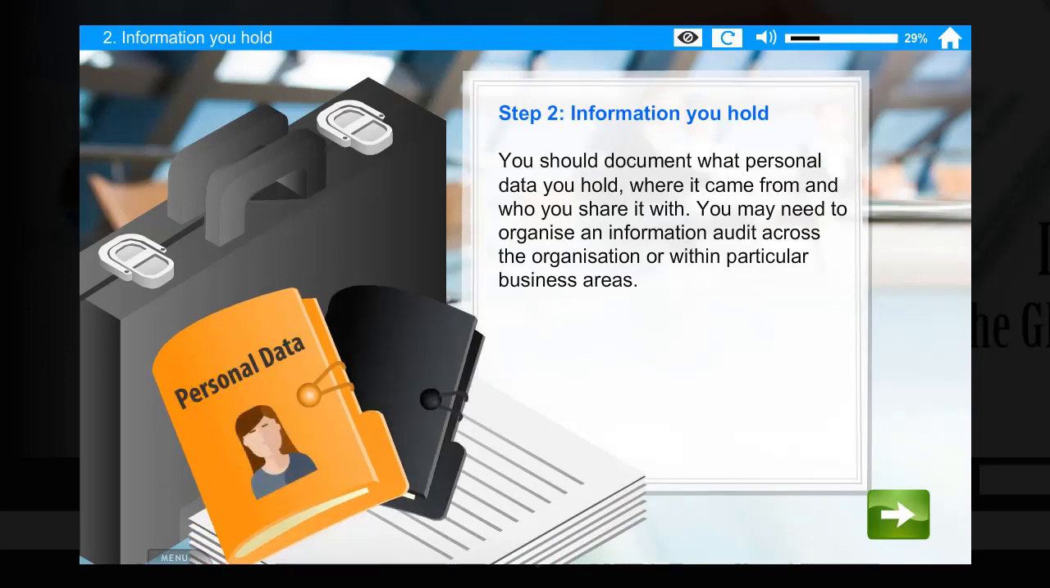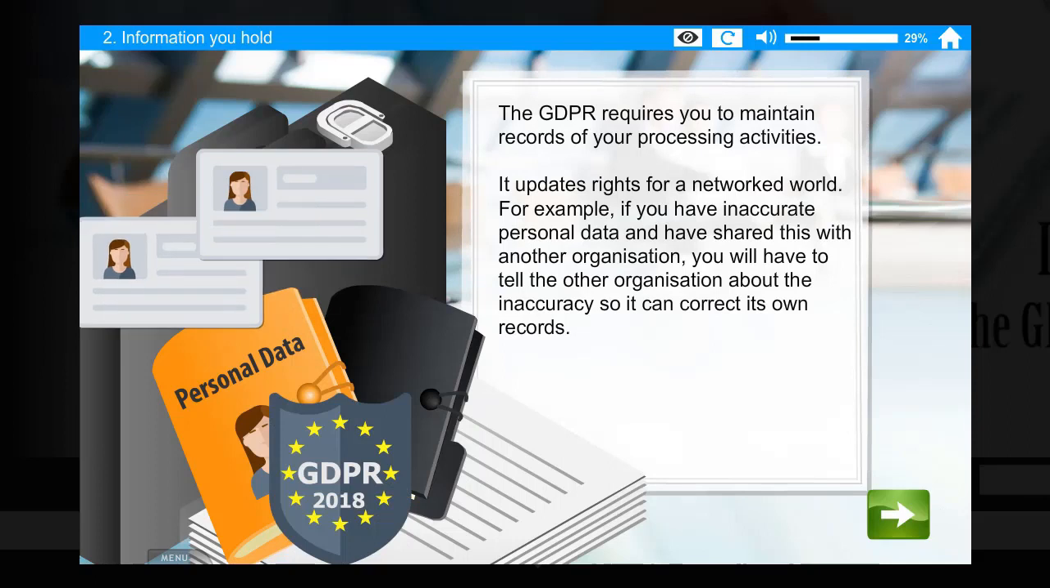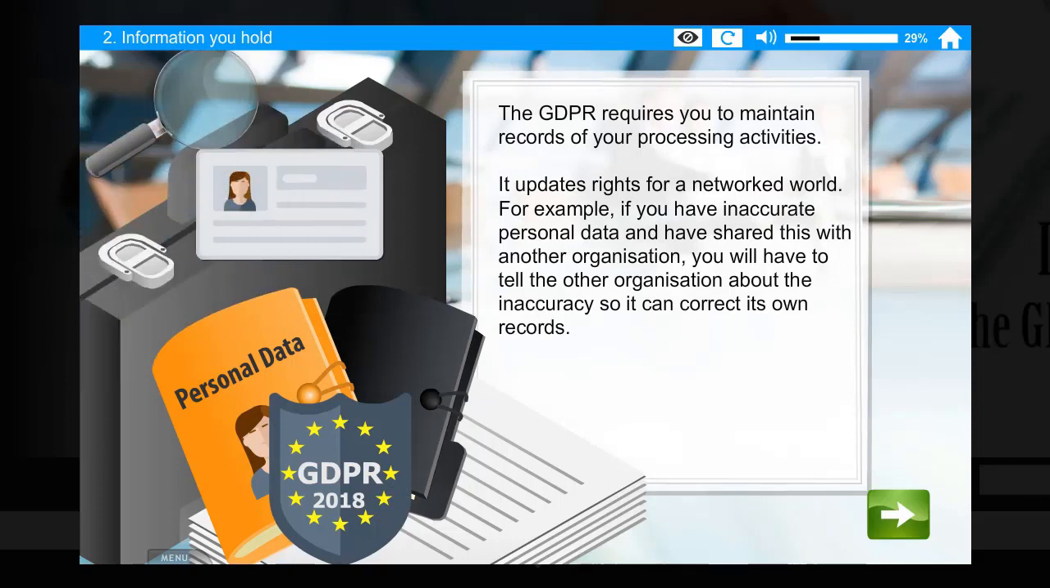Information you hold. You should document what personal data you hold, where it came from, and who you share it with. You may need to organise an information audit across the organisation or within particular business areas. The GDPR requires you to maintain records of your processing activities. It updates rights for a networked world.